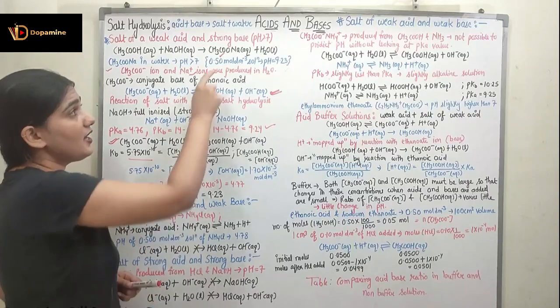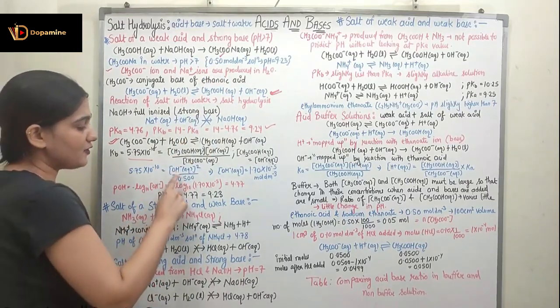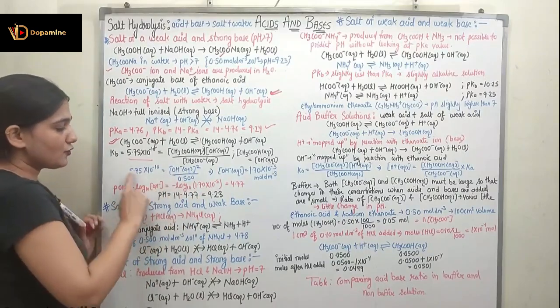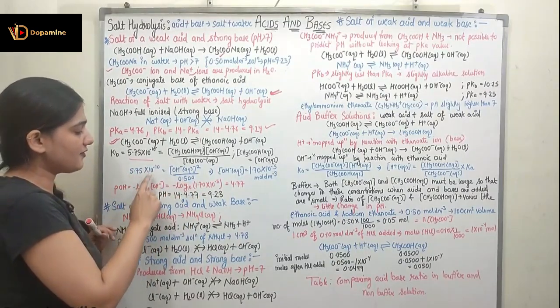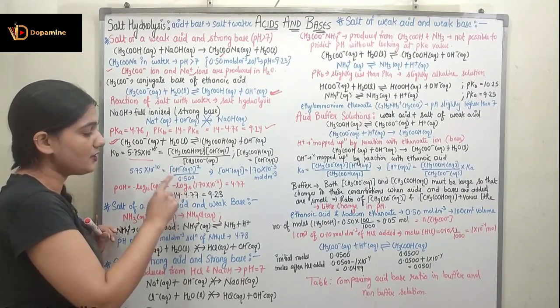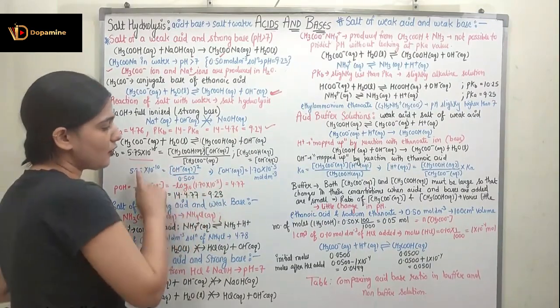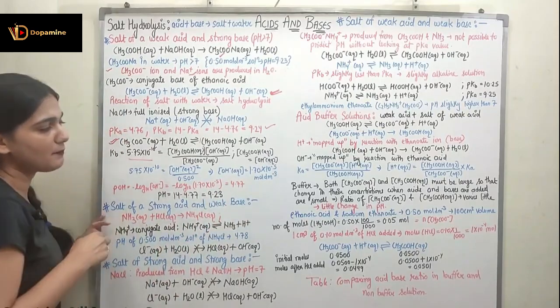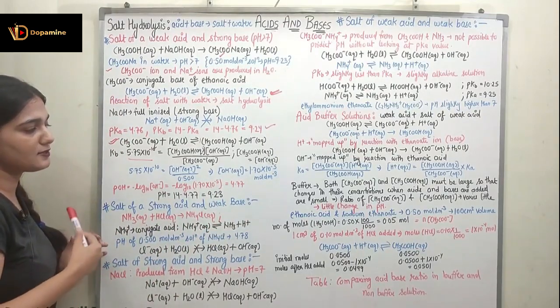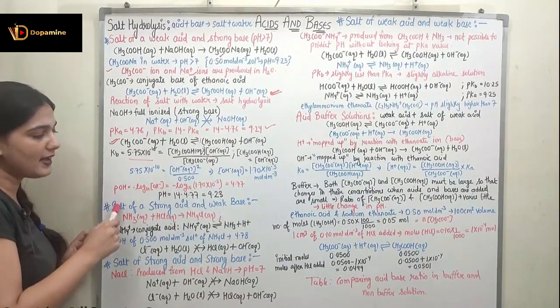What had I taken the concentration to be? I had taken it to be 0.5 mol per decimeter cube. So we can put it over here: 5.75 times 10 raised to the power minus 10 equals the concentration of OH negative squared upon 0.5. Solving this equation, the concentration of OH negative comes out to be 1.70 times 10 raised to the power minus 5 mol per decimeter cube. And from here we can also find the pOH.